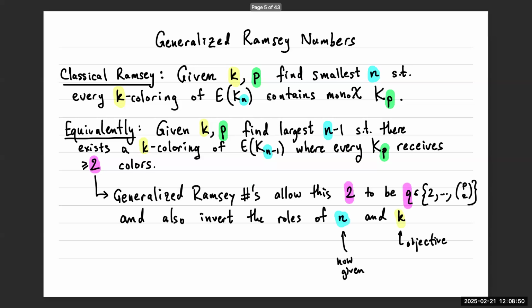So what are these generalized Ramsey numbers I was talking about? Basically, you take the way I rephrased this, and you allow the 2 to be some bigger number. You generalize it in that now you want to color a graph so that every copy of some K sub P receives at least Q colors, not just at least 2 colors. And then something happens, we invert the roles of N and K. In the versions I said, N was the objective, and you were trying to optimize N with the number of colors K fixed. Now for these generalized Ramsey numbers, for whatever reason, we invert it. N is now an input to the problem, and K is the objective, the number of colors.